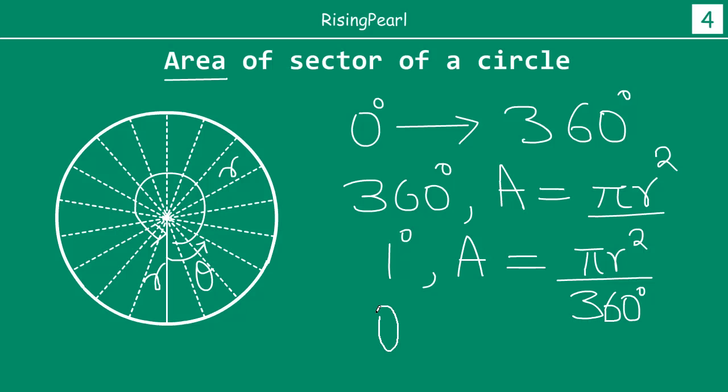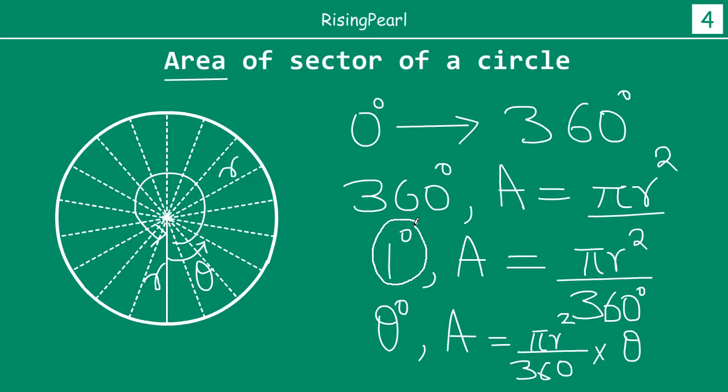So for theta degrees, which is anything between 0 and 360, it will be the area for 1 degree, which is pi r square divided by 360, times theta. Because we just saw, if the cost of 1 pen is x, the cost of 5 pens is 5 times that. So if 1 degree covers this much area, then theta degrees will cover this times theta.